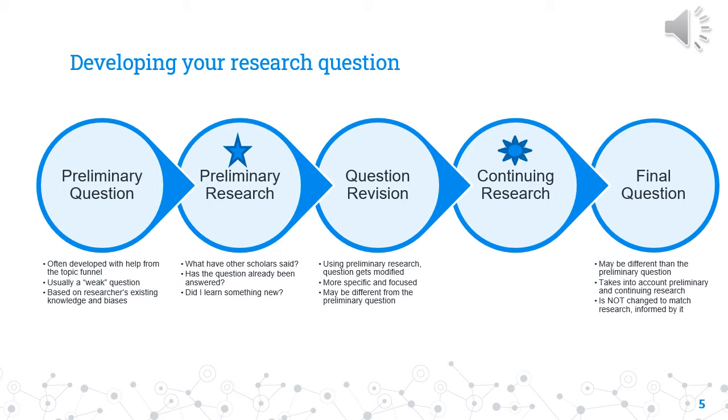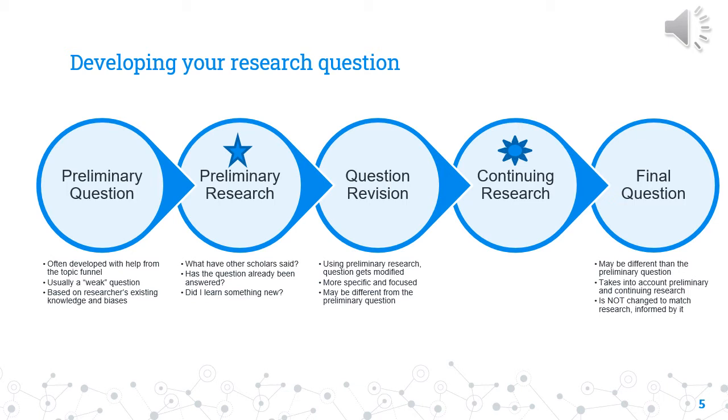Using the information that was found in the preliminary research, the question may get modified. This may mean going back through the topic funneling process, or simply revising terms and expectations of the question. The question gets more specific and focused, and it may be different from the preliminary question, and that's okay.